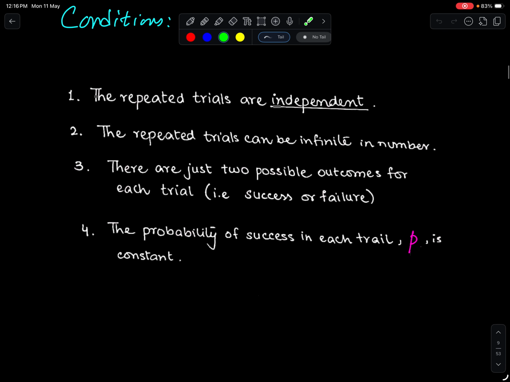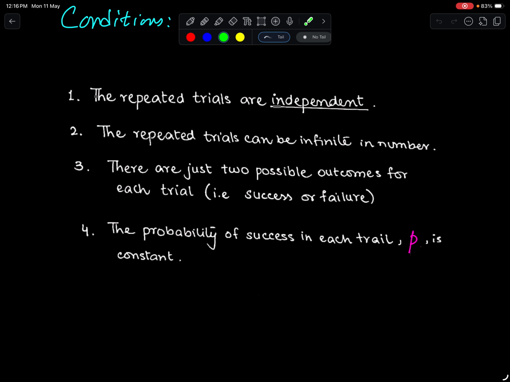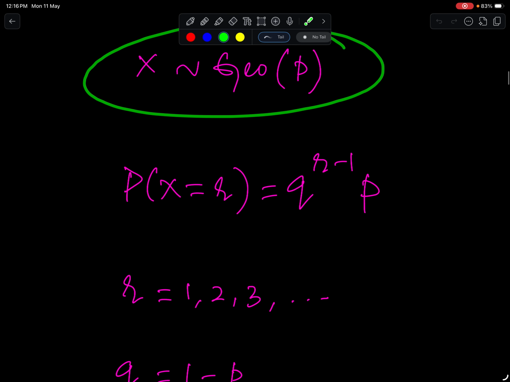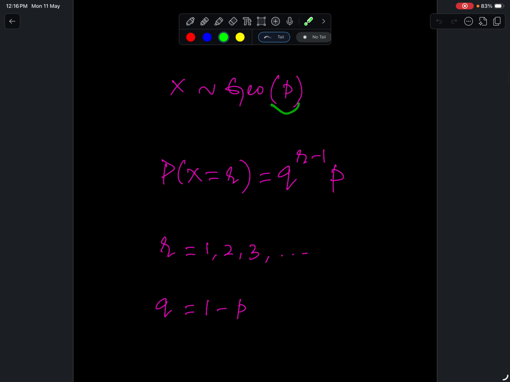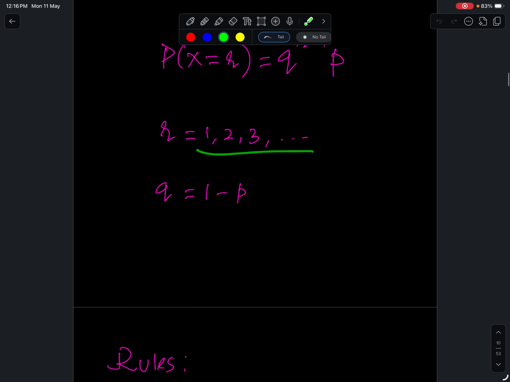In geometric, trials are independent, same as in binomial. Probability of success is constant, same. 2 possible outcomes, same. This one is different. The repeated trials can be infinite in number. You must remember these conditions. And this is the way to describe geometric. There is just one parameter p. This is the formula of geometric. And r starts from 1. In binomial, x starts from 0.